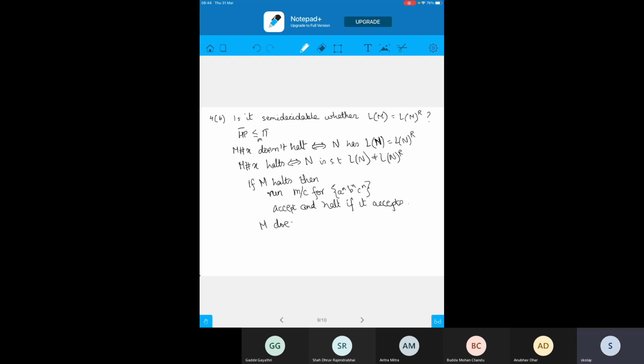So M doesn't hold implies L of n is equal to phi, so this is equality, and M holds implies L of n is equal to A power n, B power n, C power n, so this is non-equality. Okay, so this reduction itself shows that it is not semi-decidable, not decidable.